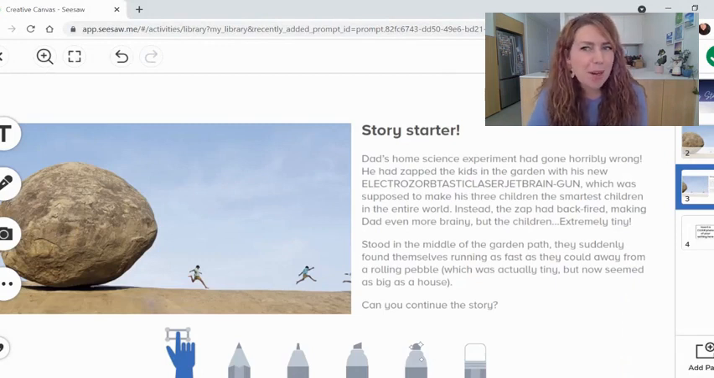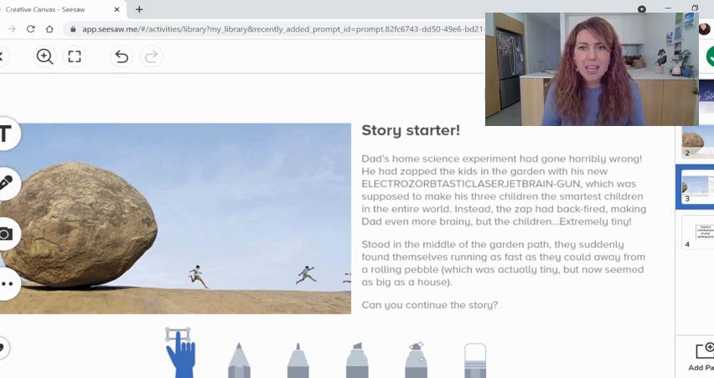Dad's home science experiment had gone horribly wrong. He had zapped the kids in the garden with his new electrozorbtastic laser jet brain gun. Whew, that was a real mouthful. Which was supposed to make his 3 children the smartest children in the entire world. Instead, the zap had backfired, making Dad even more brainy, but the children extremely tiny.